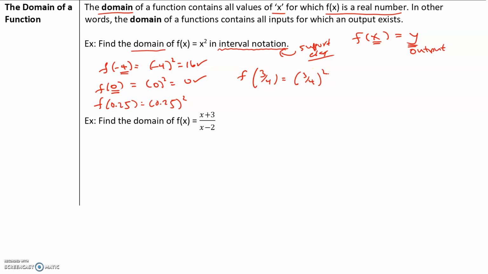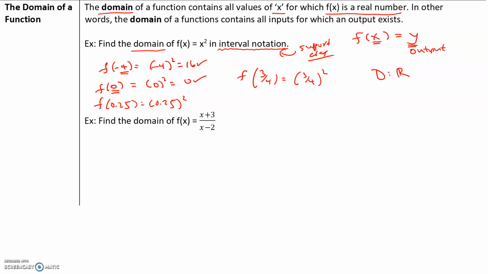So basically, I can plug in anything, and any input will give me an output. So every single x value is in my domain because I always will get an output. So my domain is going to be all real numbers. Any real value of x you plug in will give you an output. So our domain is all real numbers, and we'll talk about interval notation in class.